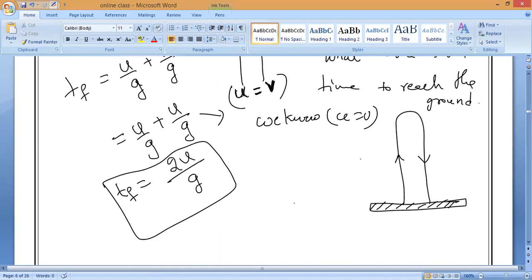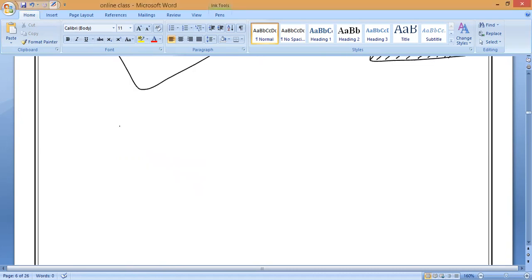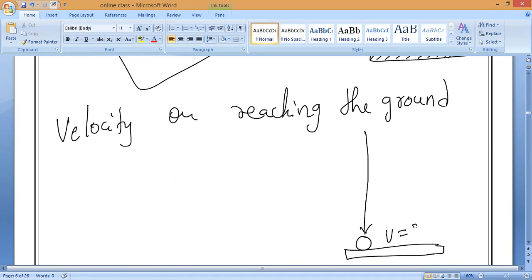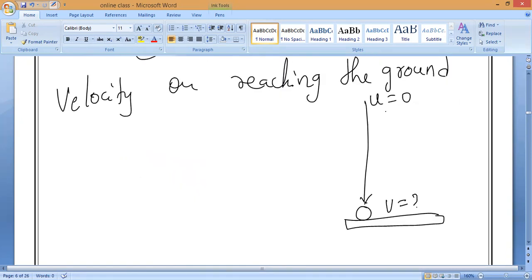When the body has started freely falling, what do you want to calculate? The final velocity, yes or no? So, velocity on reaching the ground, that is the next one. What is the formula for velocity on reaching the ground? Is it a final velocity or initial velocity? Reaching the ground, so it is the final velocity. Final velocity is maximum. Initial velocity is 0. Correct?